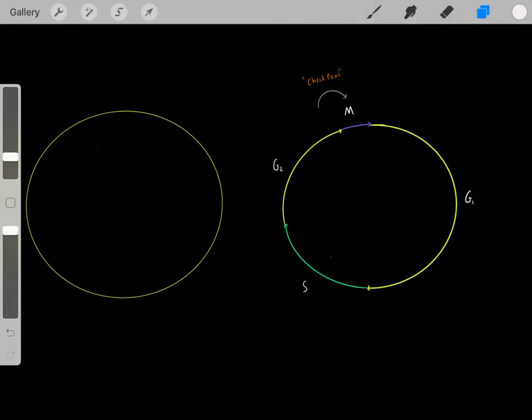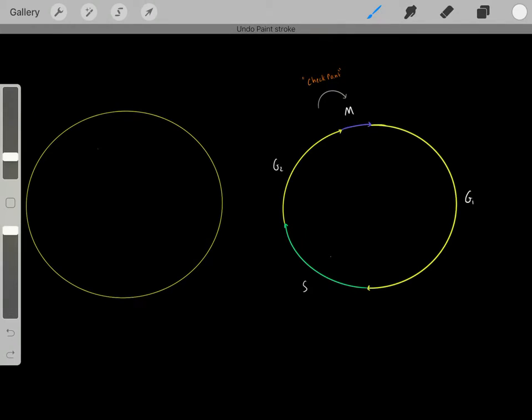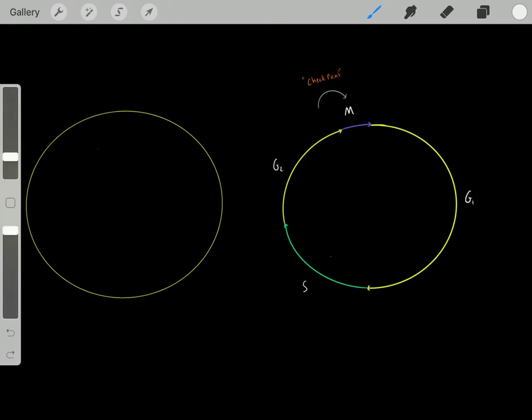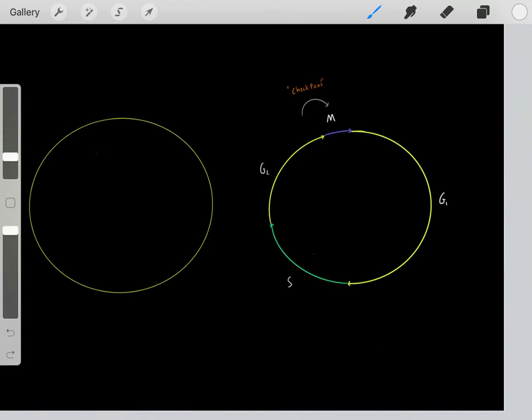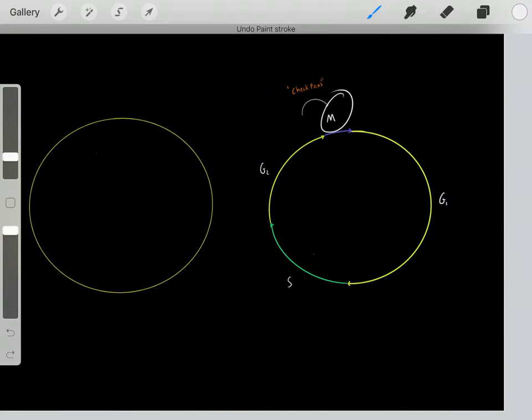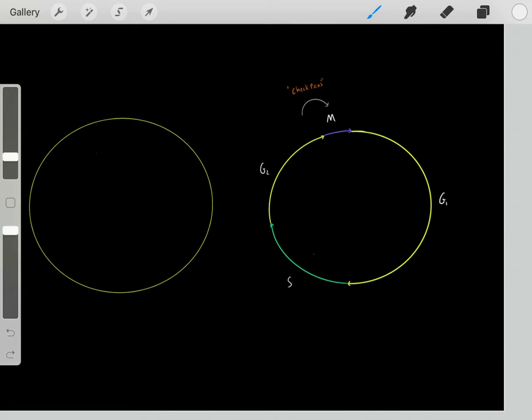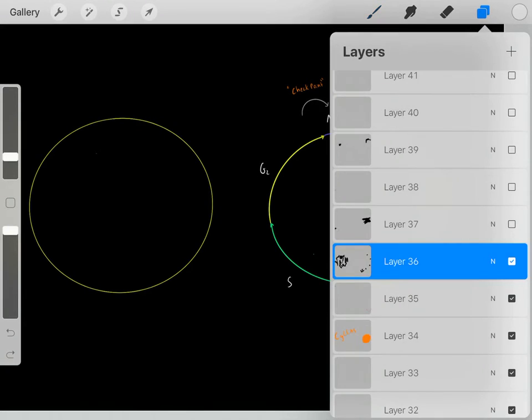However, how does the cell know to go from G2 to mitosis? Because this is another important checkpoint. The cell doesn't easily just want to go from G2 to mitosis. There's careful regulation, and there's a checkpoint that must be overcome. So how does the cell know to go from G2 to mitosis? Well, it's the same idea.